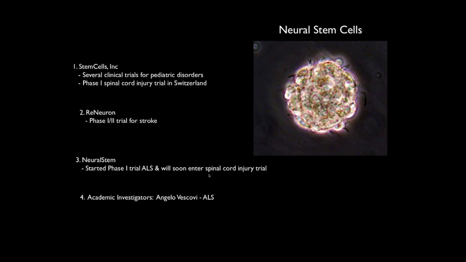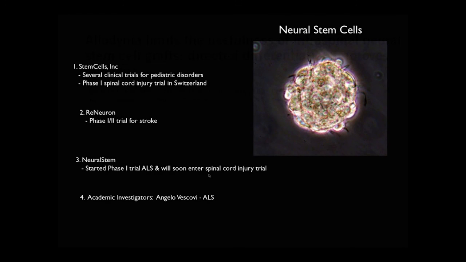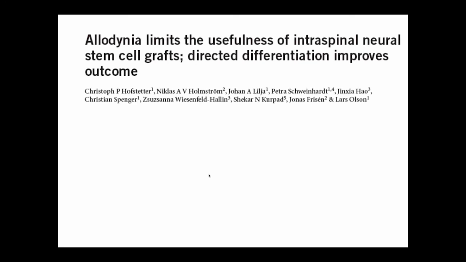There's also a number of academic investigators, for instance, Angelo Vescovi in Italy, who has just initiated a trial for implanting neural stem cells for ALS. But it's not so simple. It's not just an issue of having a whole bunch of these cells that you can grow up in tissue culture and implanting them and everything's going to work.